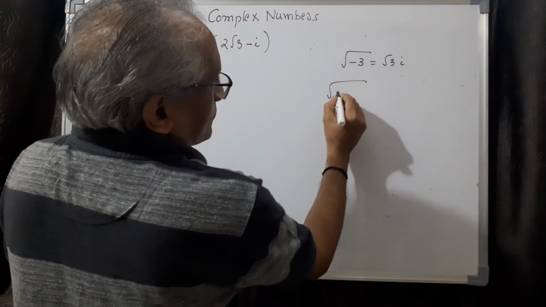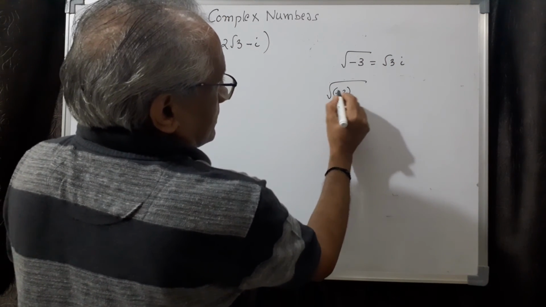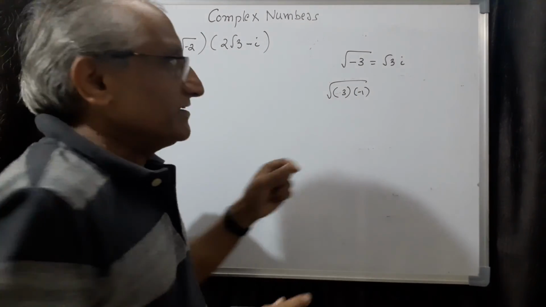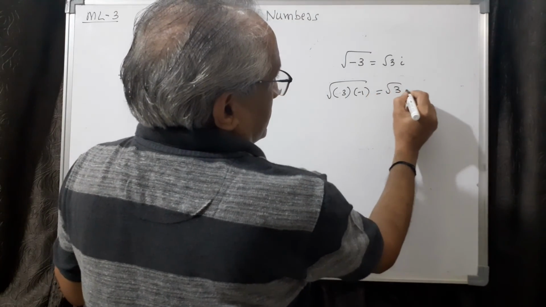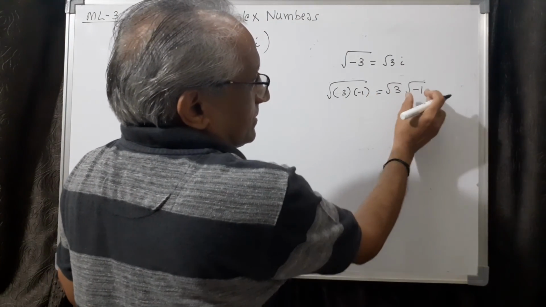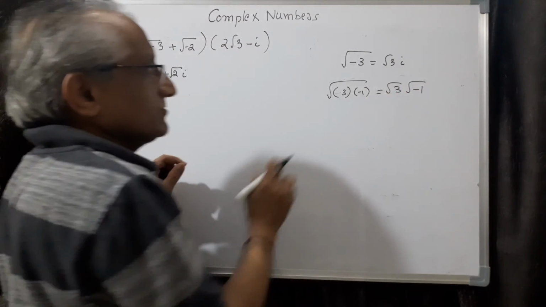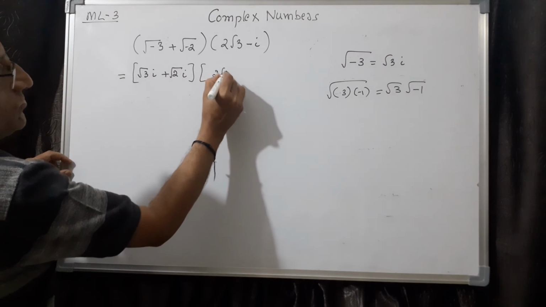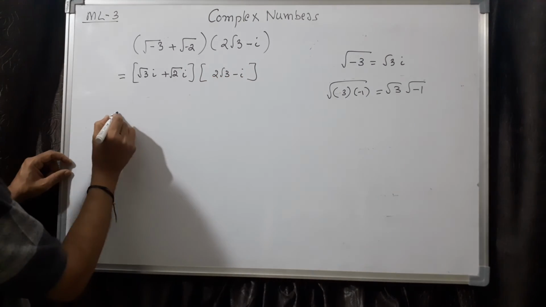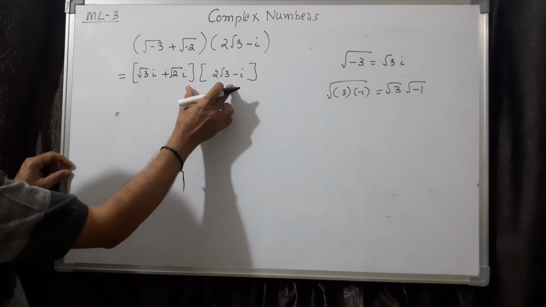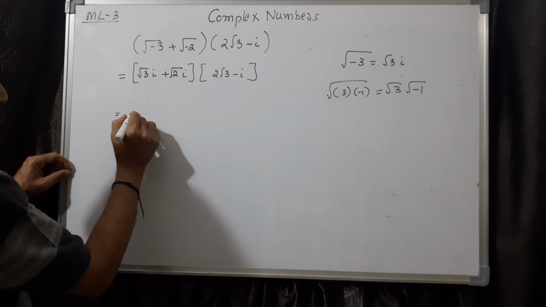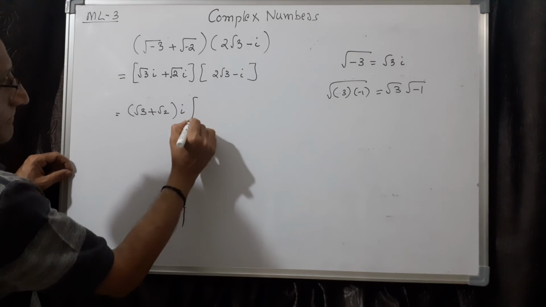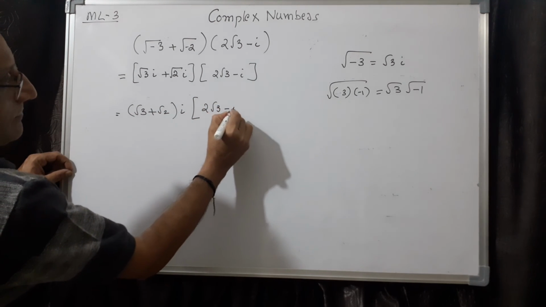So actually this is the rule: minus 3 is 3 into minus 1, and if any one is negative, we can use the law of index. So this can be written as root 3 into root minus 1. The square root of minus 1 is i, so it is root 3 i. This is the first thing. Then the second one is 2 root 3 minus i. Now we are using multiplication of two complex numbers. We can write root 3 plus root 2 into i, then 2 root 3 minus i.